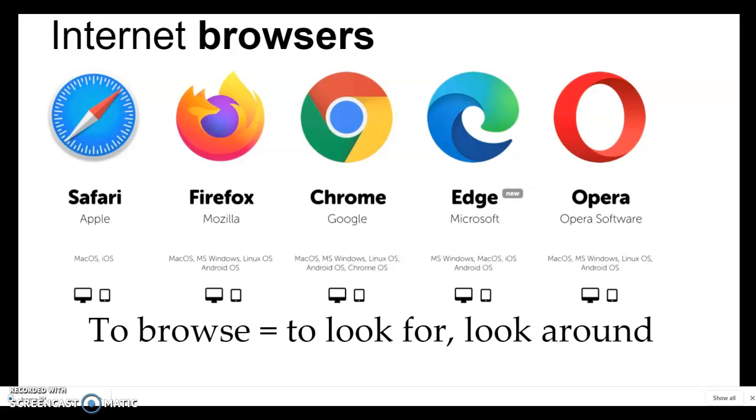Safari is the browser made by Apple. And then there are different companies that make other browsers. Chrome is made by Google, for example.